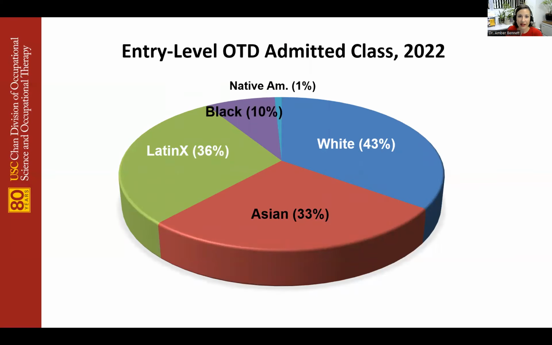We have admitted 3 entry-level classes since implementing holistic admissions, 2 entry masters and 1 entry OTD class, and they have been among the most racially diverse cohorts in our program's history. Our first entry OTD admitted class was 43% white, 36% Latinx, 33% Asian, 10% Black, and 1% Native American.